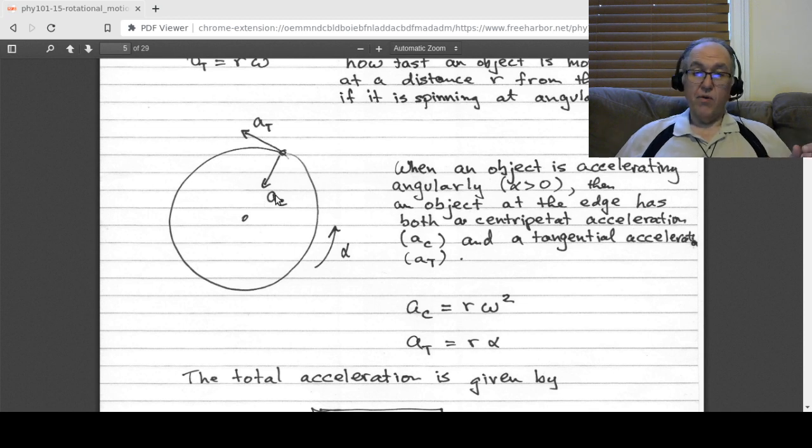Now, when we did uniform circular motion, we didn't have a tangential acceleration. And the reason is because the thing wasn't speeding up along the outside.